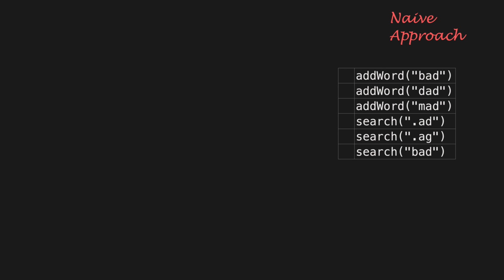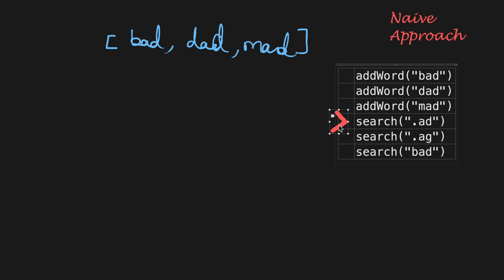And in terms of solution, one of the naive approaches can be to store these words into a collection like a list or set. Let's stick with a simple list for now. And when the addWord method is called, we just append the word to our list. So here for example, we will add the words bad, dad and mad to the list. The real work is in the search function.